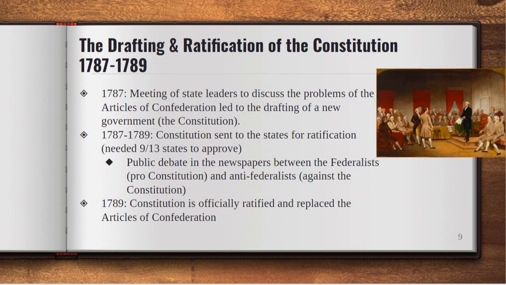Our next government would have staying power. Let's take a look at the timeline of its ratification. In 1787, state leaders, including George Washington, met to discuss the problems of the Articles. They decided to scrap the Articles, and with the aid of intellectual powerhouse James Madison, the Constitution was drafted. It was not the law of the land yet, as the Constitution was sent to the states for ratification. A mark of approval by at least 9 out of the 13 states was set.